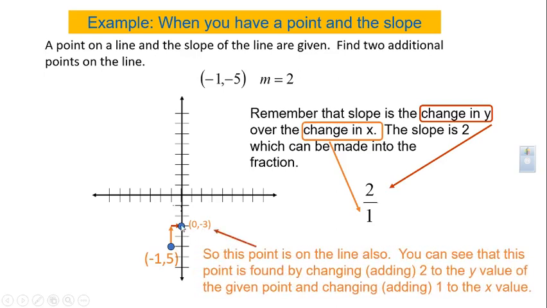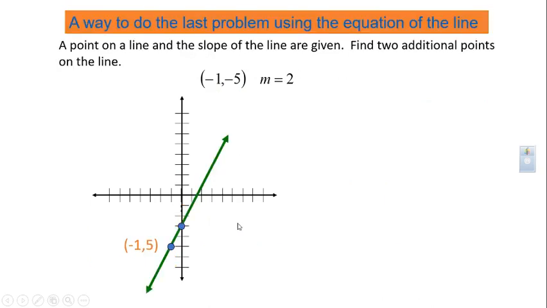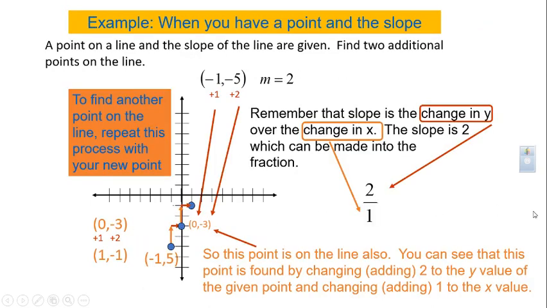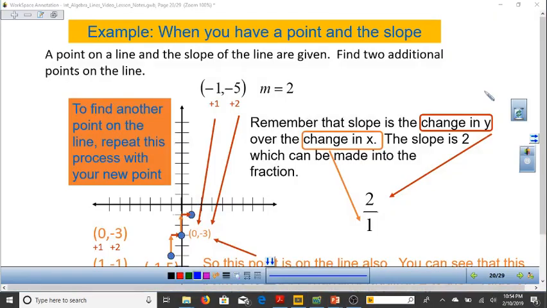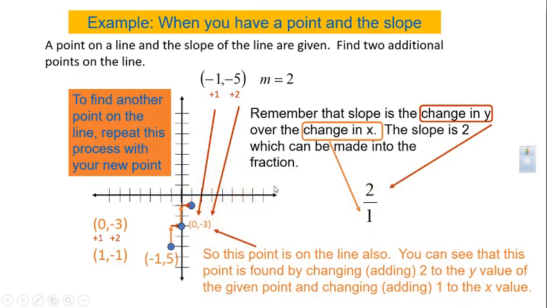I do it again from 0, -3, up 2, and then over 1 unit one more time, up 2 over 1. That lands me at this point here, which has coordinates 1, -1. So that's another point on the graph. So right now we see that the slope will allow me to get multiple points on the graph. And once I have multiple points on the graph, I can join those points, and that will give me a line. On the next slide, we'll show the line more clearly. So the line looks like this.